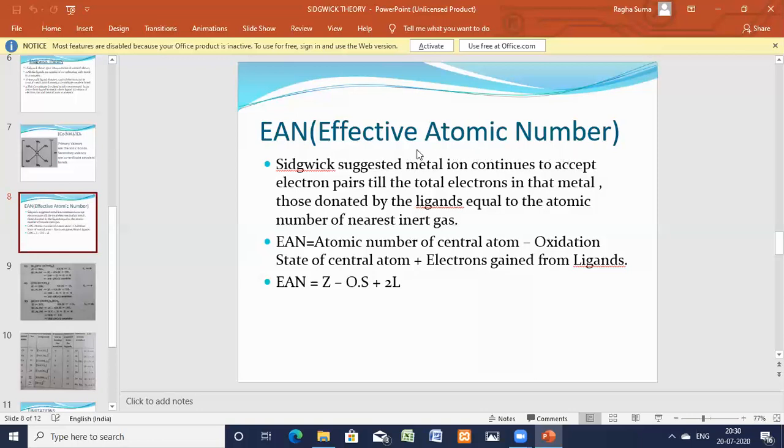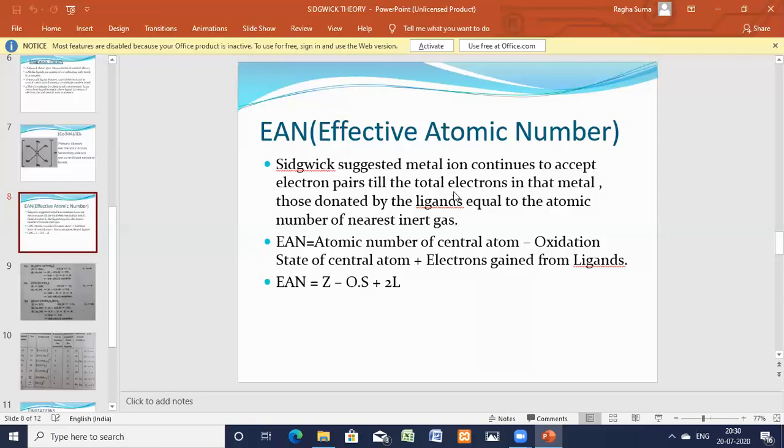So Sidgwick, a very important concept, has been explained by Sidgwick. It's nothing but EAN. He suggests the metal ion continues to accept. So once a metal bonds with the ligands, it continuously accepts the electrons. The central metal atom has vacant orbitals. The ligand has the electrons. So the ligand is donating the electrons and the metal is accepting the electrons.